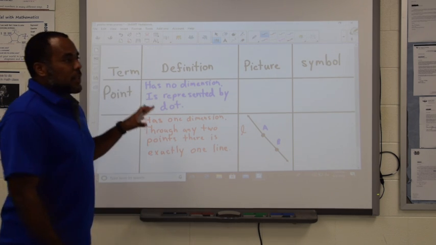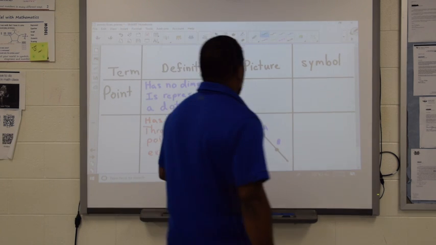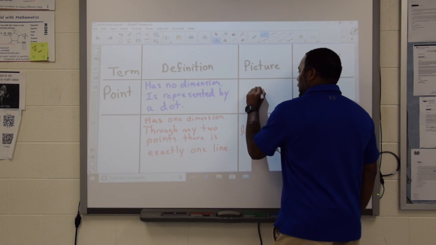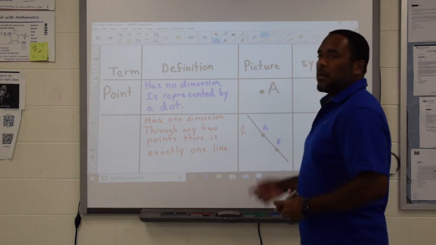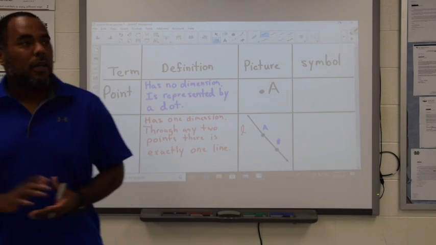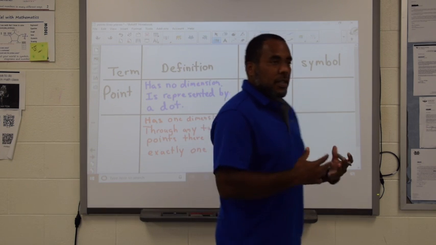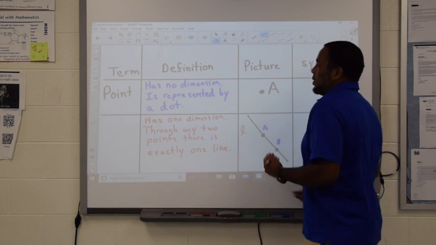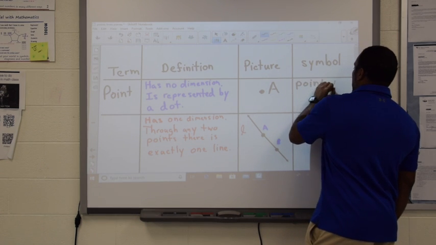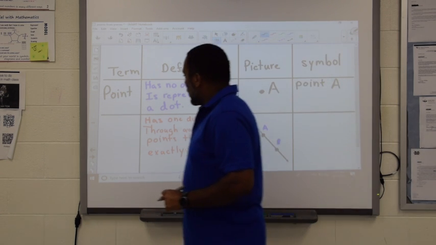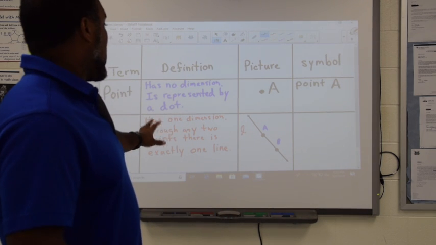The formal definition is it has no dimension. It's represented by a dot. The picture would just be like this. Here's a point. Oftentimes you'll see A, just a capital letter next to a dot, and that represents a point. The symbols are how you would see it written. You would see it written just as you see here, point A. And there's your point.